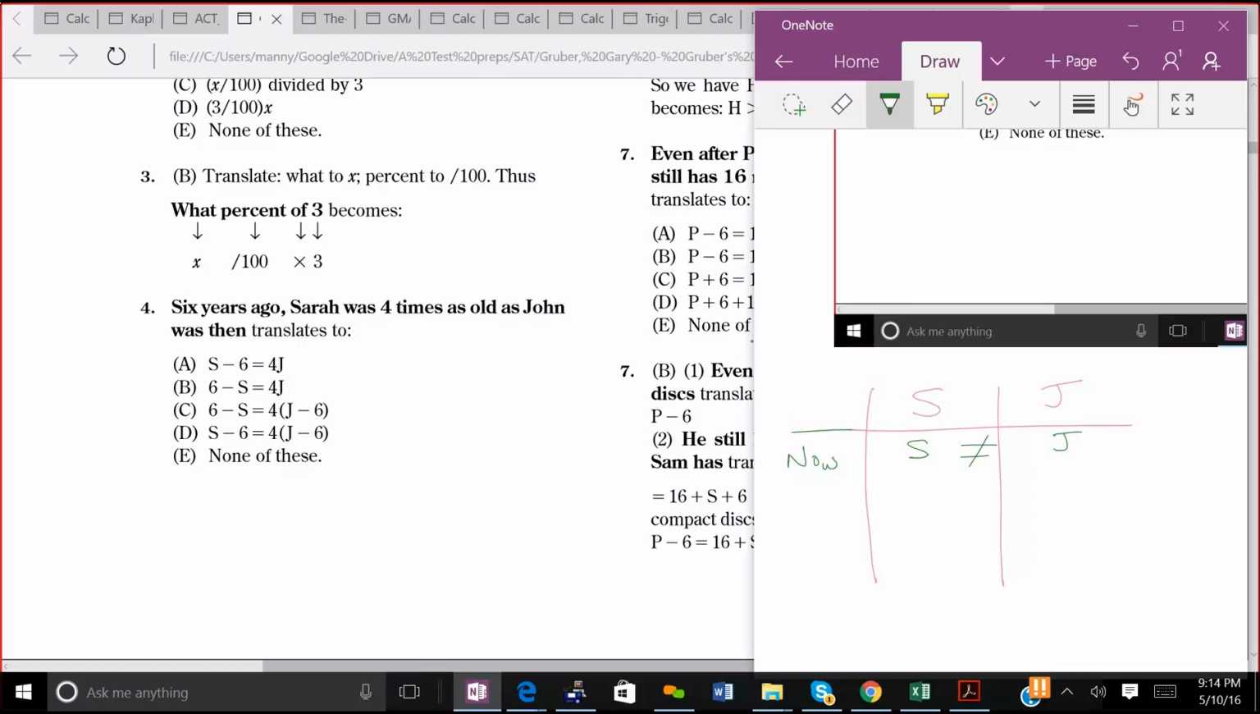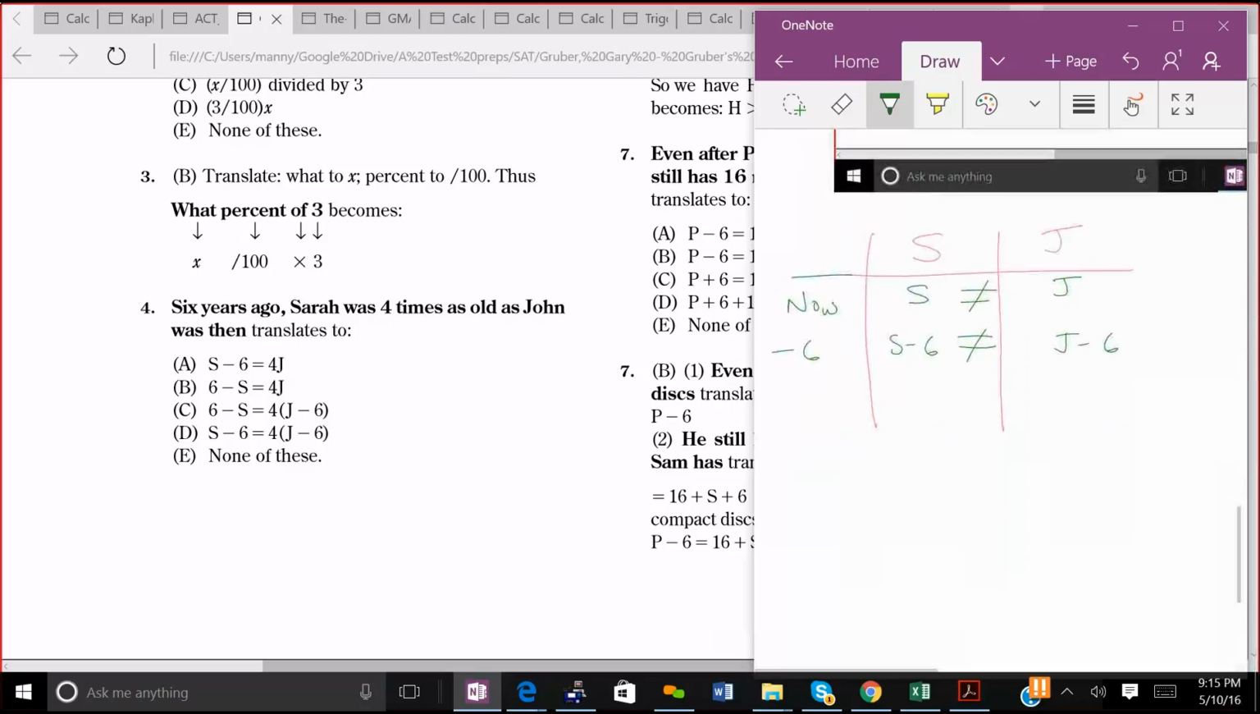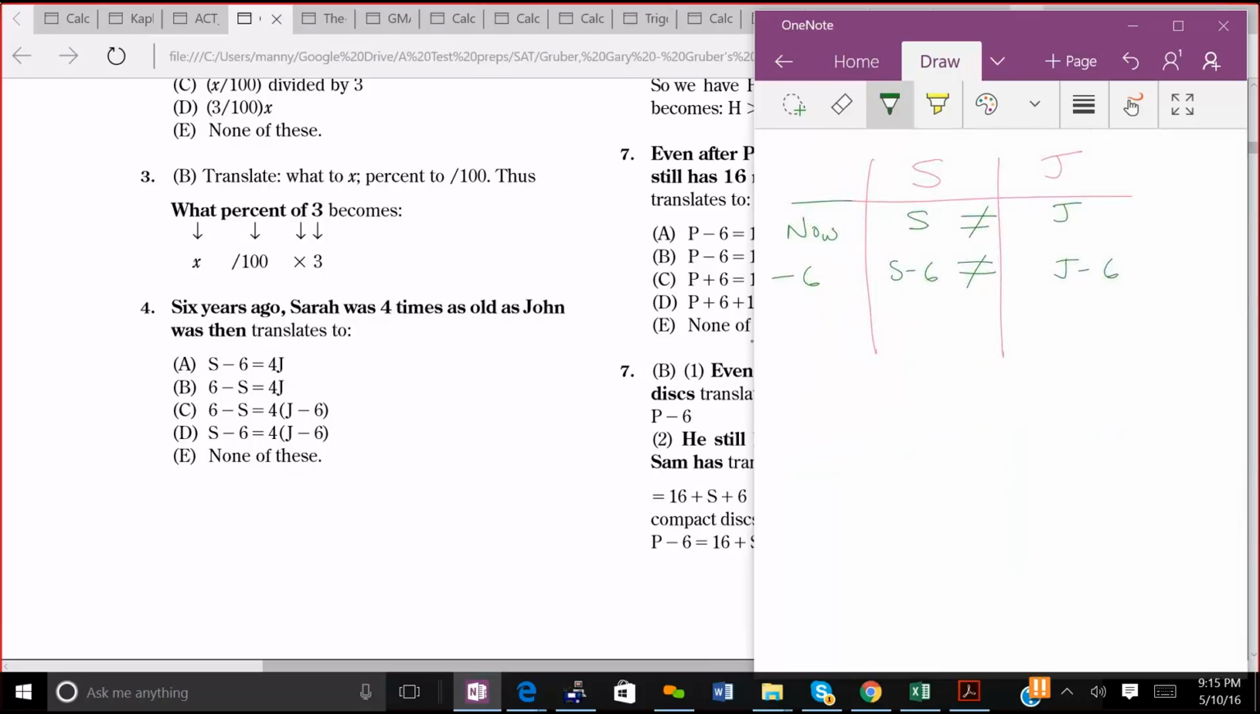So then you go back 6 years. If you go back 6 years, Sarah was 6 years younger, and John was also 6 years younger. Again, they're not equal. Your goal, with algebra problems, with word problems, is to convert it to something equals something. You know the word equation? You've been hearing it since you were little, right? Equation means you're supposed to make something equal to something. That's when you can do math. Until you make something equal to something, you cannot really do too much math.